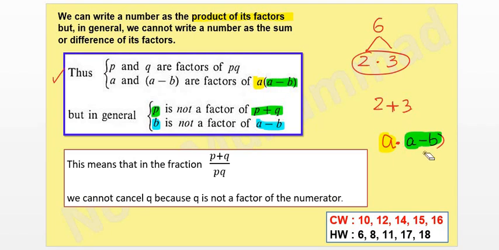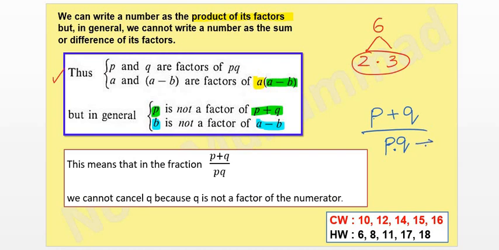Now what happens when we deal with fractions? For example, if you have a fraction P plus Q over P times Q. Now P and Q are two factors. But we cannot cancel this P with this P. Why? Because this P is not a factor of this expression. This P is the factor of this expression.